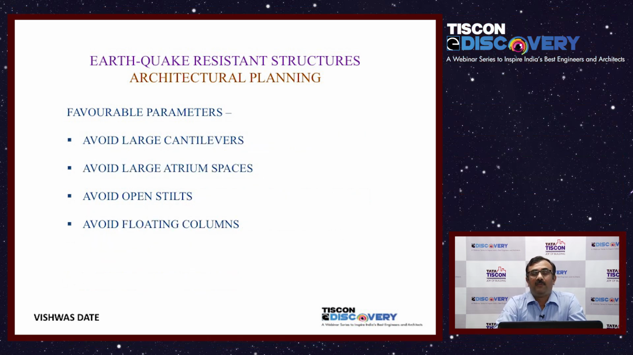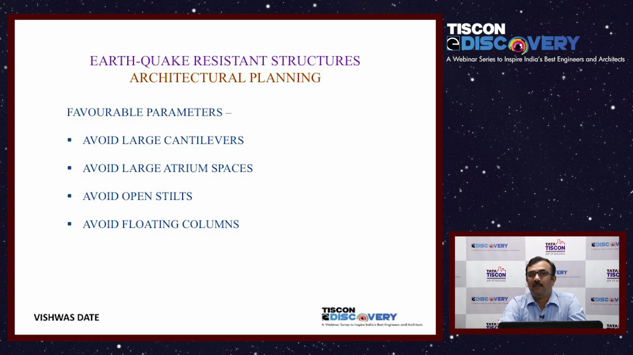Other favorable pointers which I talked about briefly: avoid large cantilevers. Why? Because large cantilevers affect not only horizontal motion, but also vertical motion, and that is detrimental to the joint of the column and beam. Atrium spaces: if you have large atrium spaces, your diaphragms are weak. Diaphragms are what we call slabs. Slabs help distribute the earthquake forces within the structure. With large atrium spaces, your diaphragm becomes weak. Hence, it is not good to have large diaphragm open spaces.